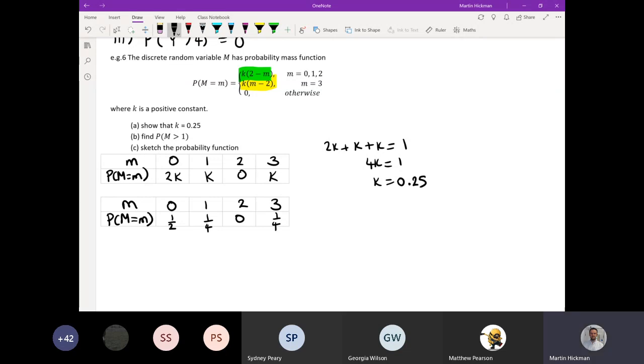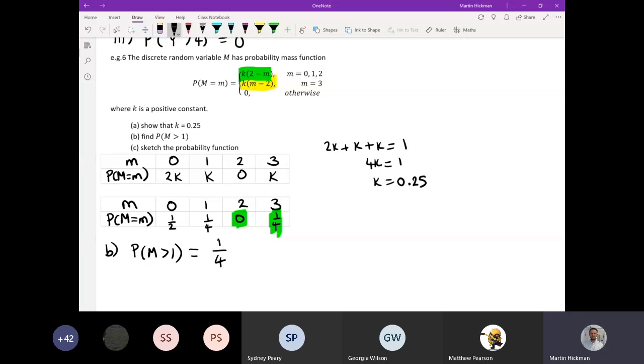We're then asked to find the probability that m is greater than 1. So I'm looking at m is greater than 1. I don't include 1. I only include 2 and 3. Okay, they're the only outcomes. 2 is impossible anyway. So for the probability that m is greater than 1, I'm only looking at the probability that m can be 3, which is just a quarter.